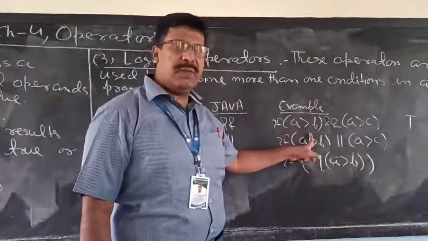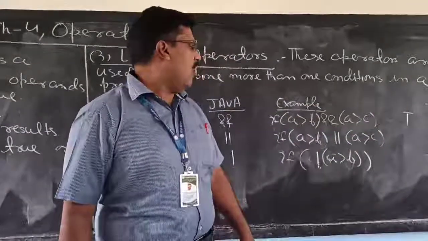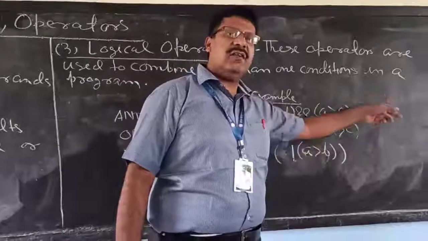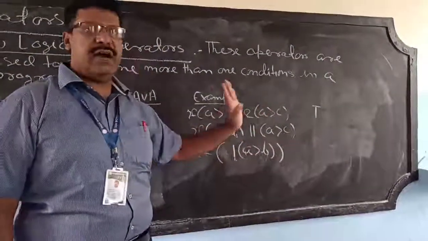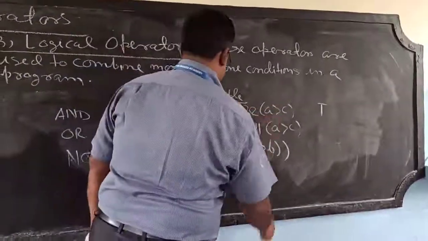Suppose A is greater than B, but A is not greater than C, then the output will come false. Or if A is not greater than B, but A is greater than C, then the output will come false. So the output will come true only if both the conditions are true. It happens in the case of the AND logical operator.